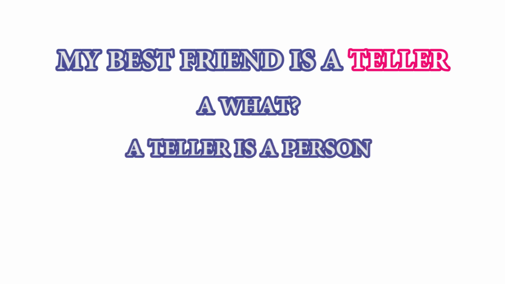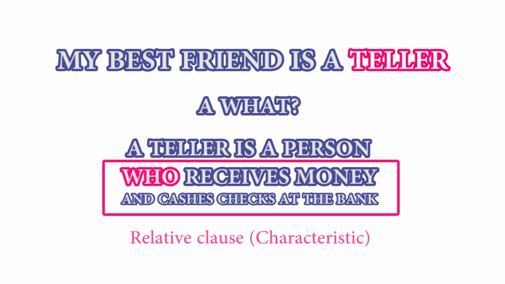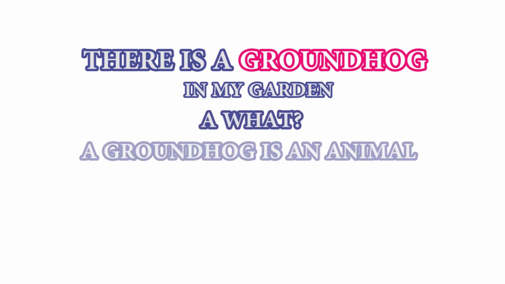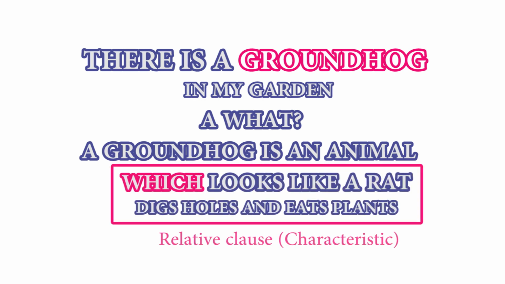Take a look at this. If I say, my best friend is a teller, your best friend is a what? Yes, she's a teller. A teller is a person who receives money and cashes checks at the bank. Now pay attention to this. There is a groundhog in my garden. There is a what? A groundhog. It's an animal. It is an animal which looks like a rat, digs holes, and eats plants.